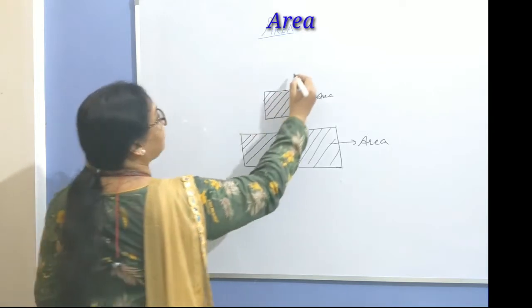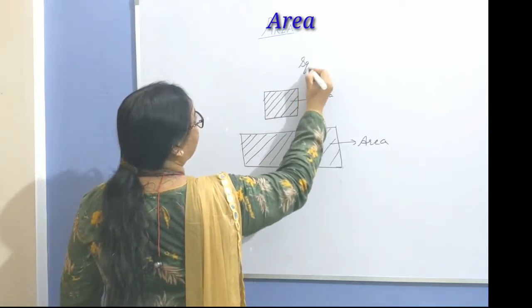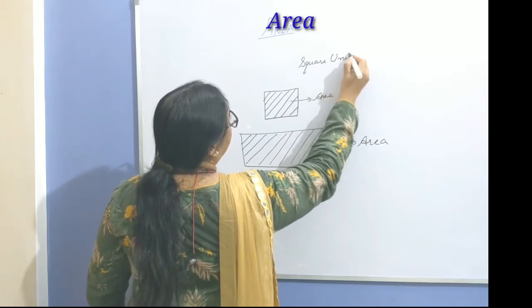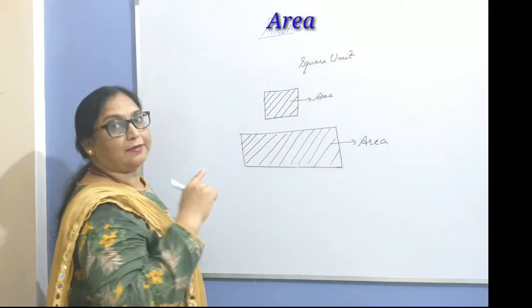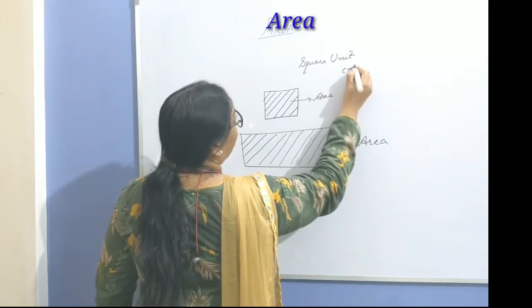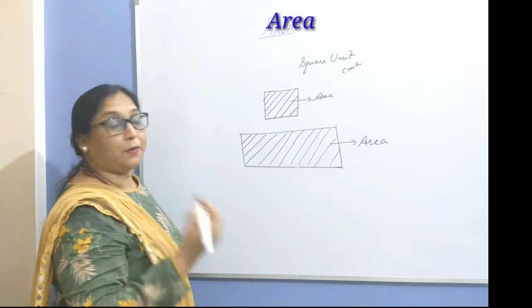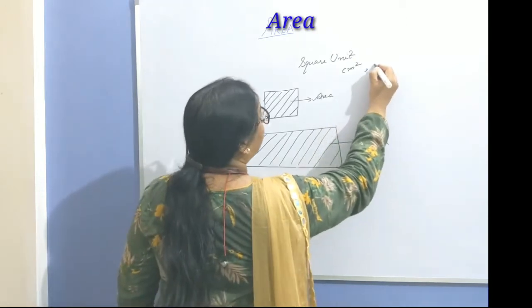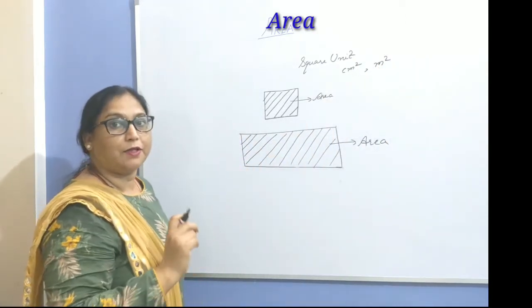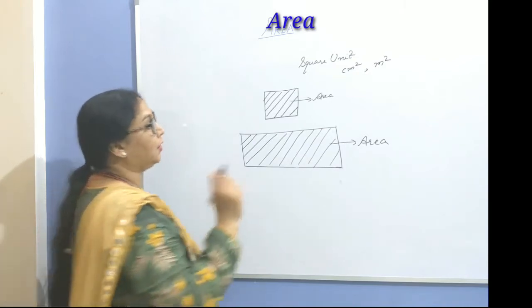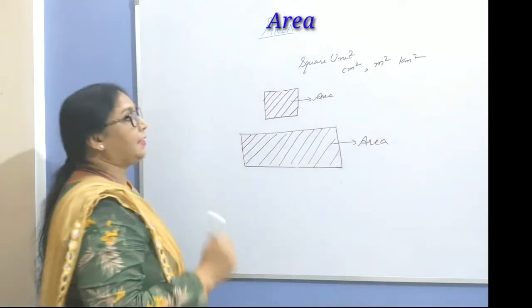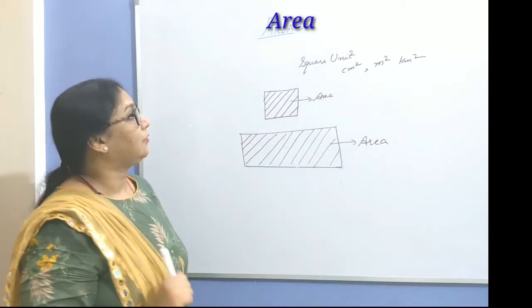Children, now let us learn the units of area. Area is measured in square units. What do you mean by square unit? If each side is in centimeter, then the area is in centimeter square. If the length of the side is in meters, the area will be in meter square. If the side length is in kilometer, then the area is in kilometer square, and so on.